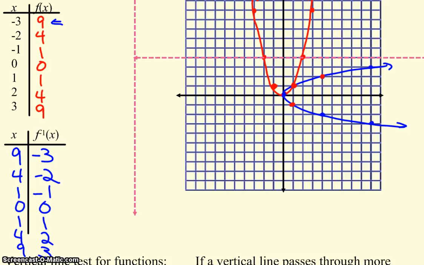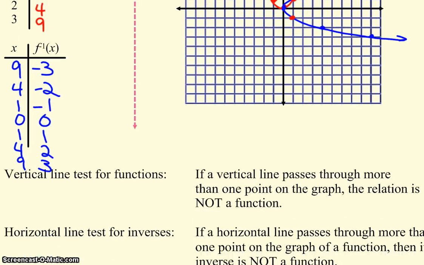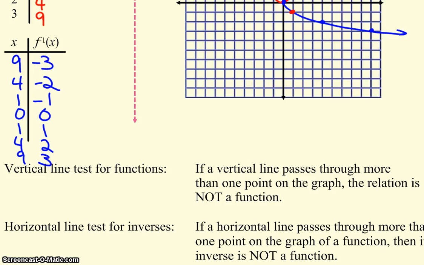Now, if you're looking at the original function, you can see that it crosses in 2 places. This means the inverse is not a function. All the horizontal line test does is it gives you an opportunity to test the original function instead of graphing its inverse before you check.